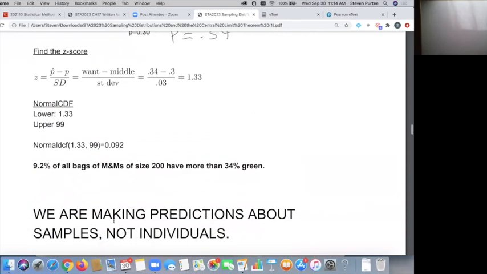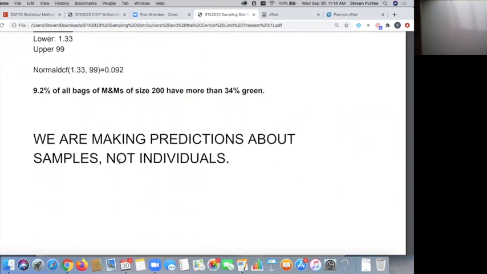So a lot of times people will write sentences like 9% of M&Ms are 34% green. Think about what I just said, 9% of M&Ms are 34%. An M&M can't be 34% green. An M&M's either green or it's not. We're not talking about all M&Ms. If you say 9% of M&Ms, I don't care what you write after that. It's all wrong. It's 9% of bags of M&Ms of size 200 have more than 34% green. We're making predictions about samples, not individuals.